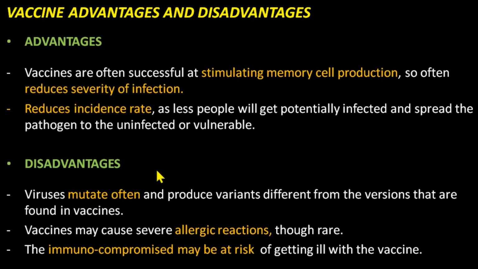Disadvantages: well, viruses mutate often and produce variants. We know that with Delta and Omicron, for example, with COVID. And these are different from the versions that are found in vaccines. In this case, the vaccine might be useless or might not be as effective. Vaccines may also cause severe allergic reactions. This is called anaphylaxis. This is rare, however. Lastly, the immunocompromised, which would be the sick and the elderly, and very small babies may be at risk of getting ill with the vaccine.